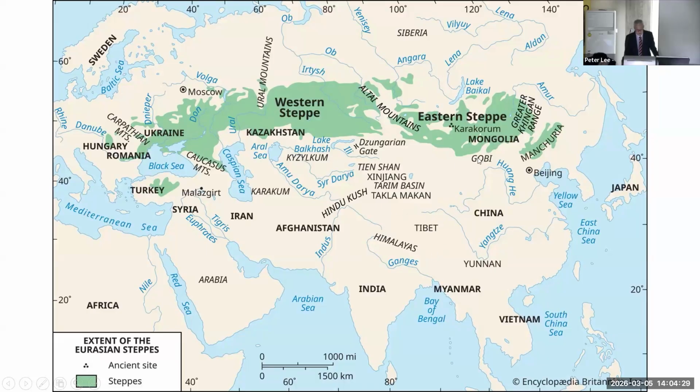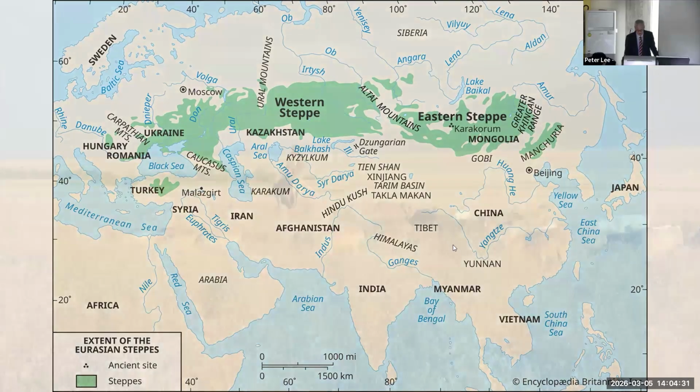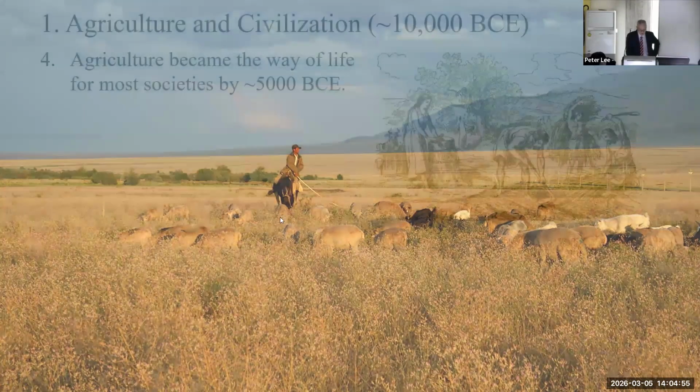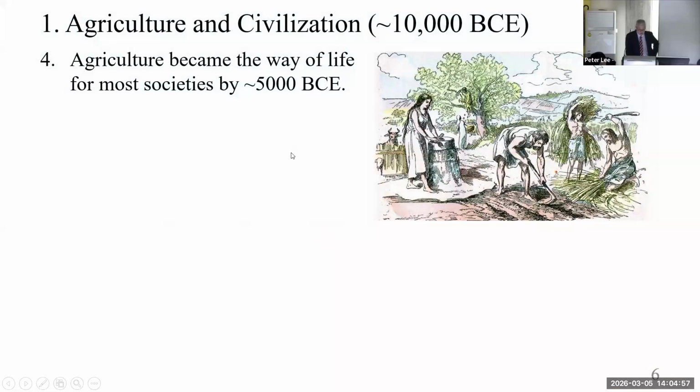So that's what steppe is. It's just grasslands. And here's a picture of modern grassland, I think this is Mongolia, I'm not quite sure. What life must be like at a place like this. Vast, endless fields of grass, and you're on your horse and you're riding. It's a different kind of lifestyle. So that's steppes. So agriculture became the way of life for most societies by around 5000 BCE.